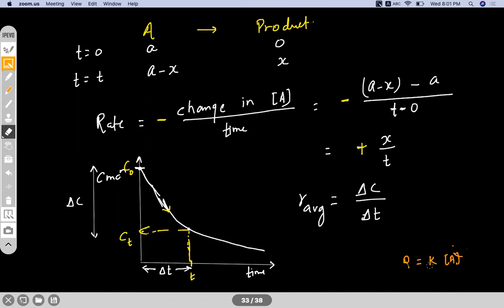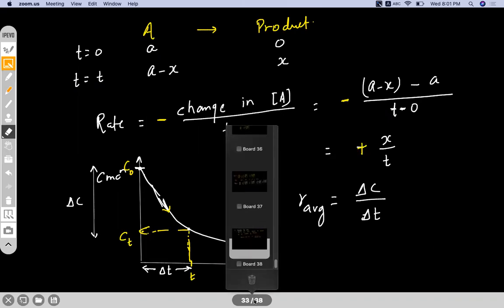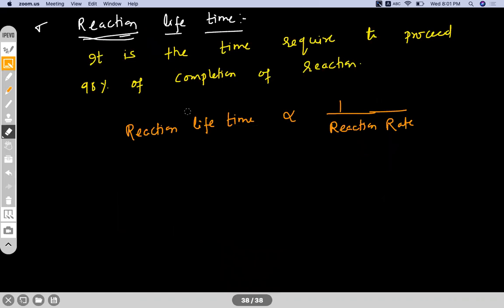Yes. Yes, sir. So next class, you just remind me, we have to do a question on the rate of reaction. Okay. Remind me that. And then we'll see the other things in this chapter.